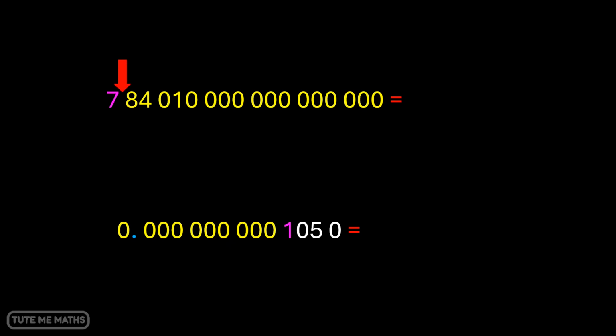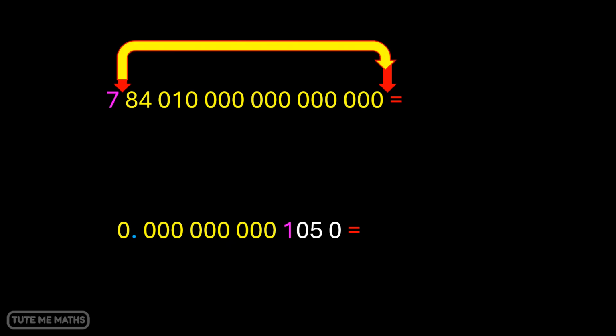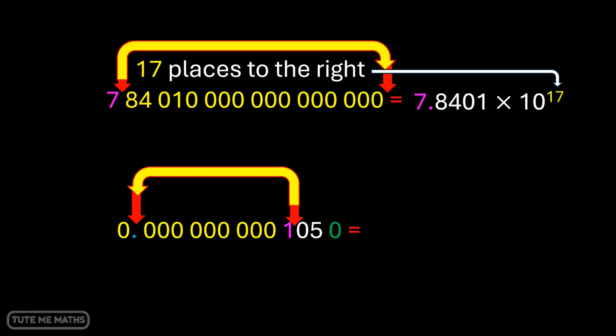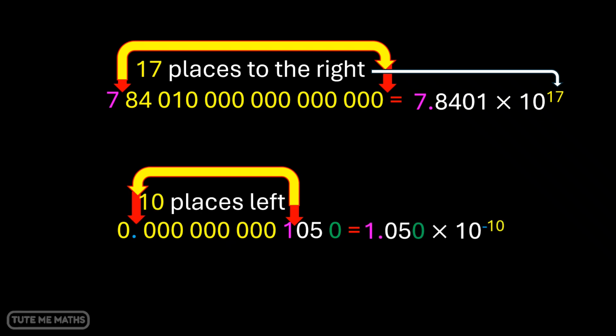Here, 17 digits this time, so our number, written in scientific notation, is 7.8401 multiplied by 10 to the power of 17. For our small number, we place the decimal point here after the 1. There are 10 digits in between, so the power is negative 10, giving us 1.050 multiplied by 10 to the power of negative 10. Notice that I kept the extra 0 from the end of the decimal.